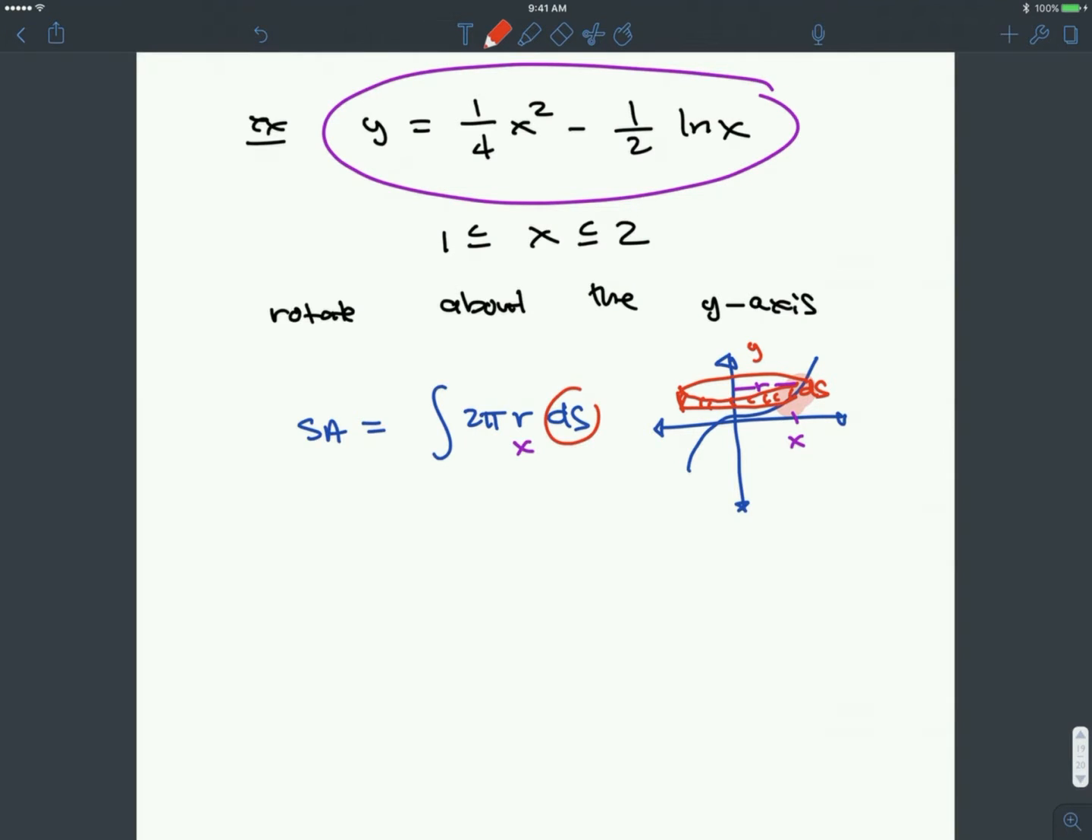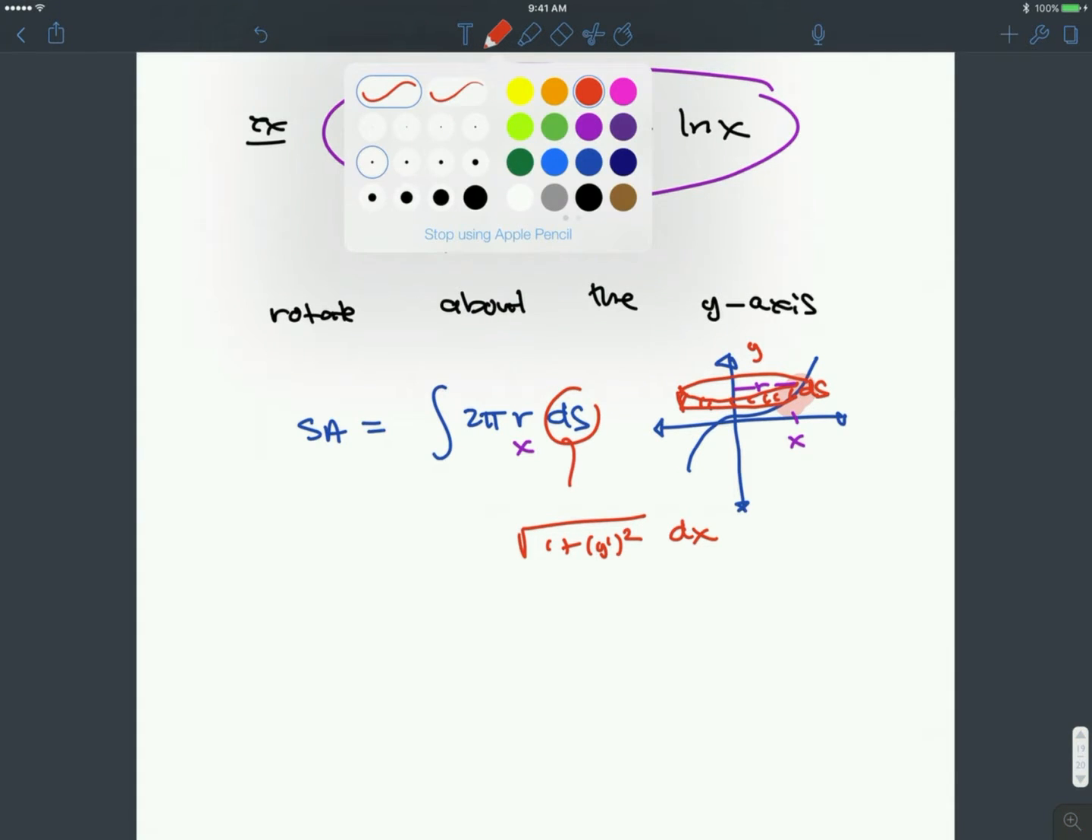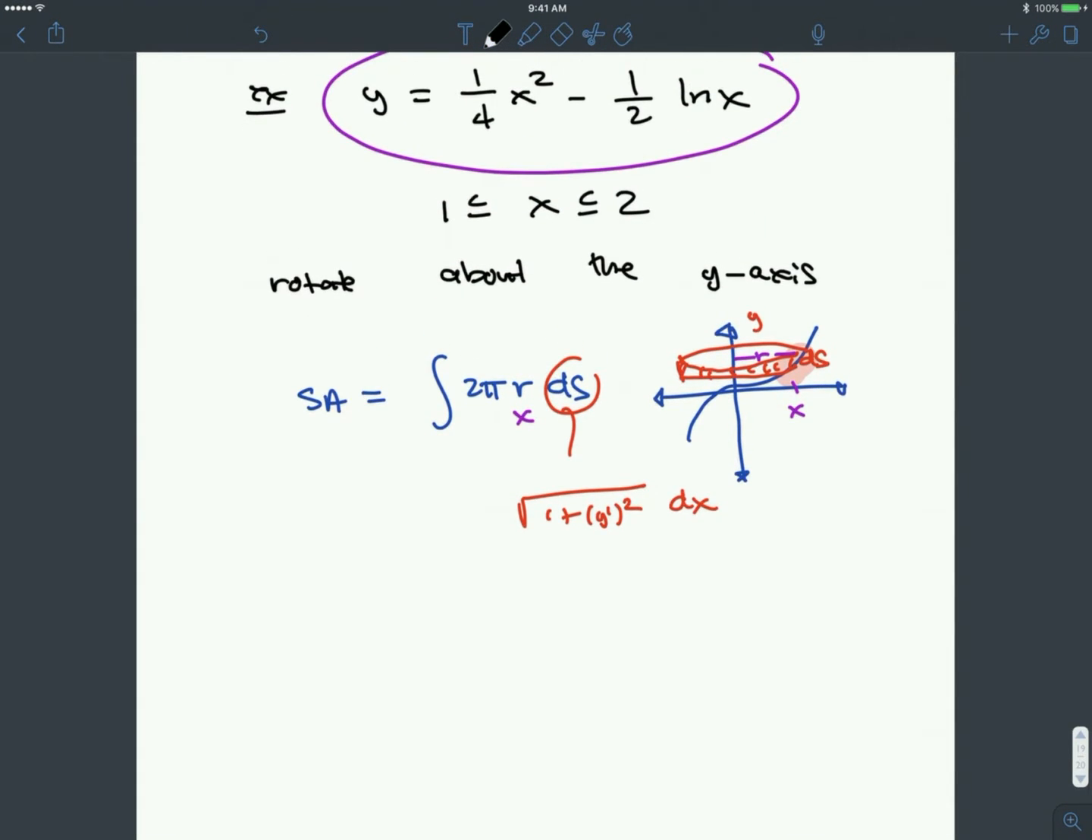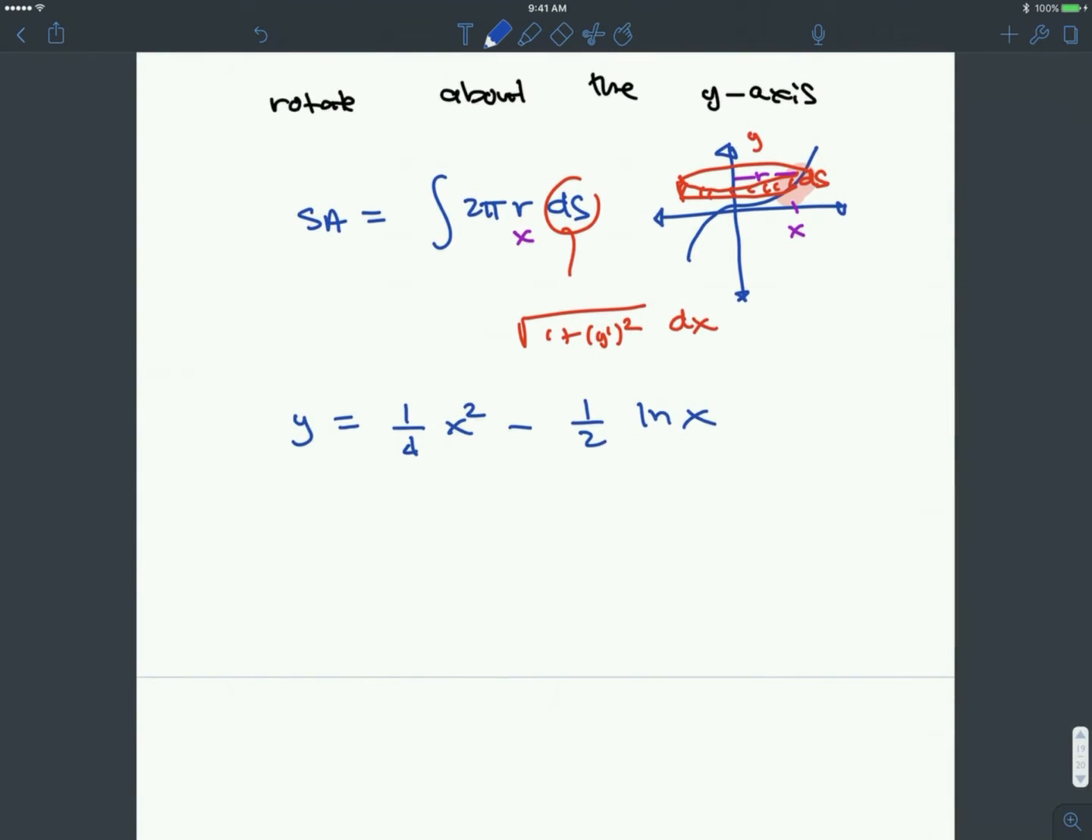The ds that we have to use is the one that can allow us to integrate in terms of the x variable. That means this is the square root of 1 plus y prime squared. So since y here, let's go back to see what we have in terms of y. Y is 1/4 x squared minus 1/2 natural log x. I could take my y prime to be 1/4 times 2x minus 1 over 2 times x. Our y prime will be 1/2 x minus 1 over 2x.